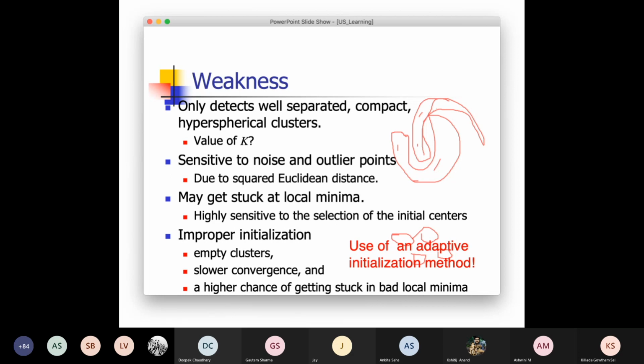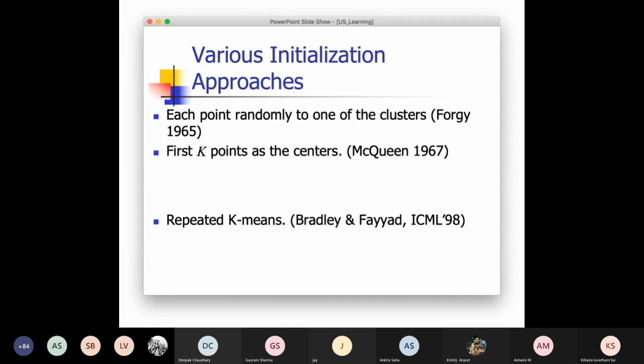There are various methods by which we can overcome some of these limitations, or reduce these disadvantages. Initialization is one issue, so you can use some adaptive initialization method. You can consider that each point is randomly assigned to one of the clusters. Basically, instead of choosing centers arbitrarily from any point in the space, you choose them from the data points. That's a simple approach.